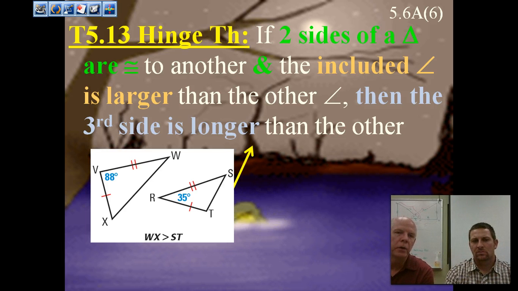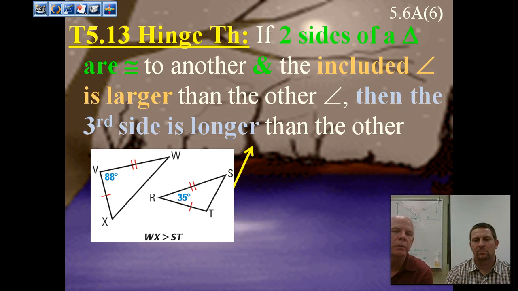If we're comparing those 2 triangles, we see that VX in the first triangle is congruent to RT in the second triangle, because they're both marked with a single hash mark. VW is congruent to RS in the second triangle, because they're both marked with 2 hash marks. But yet the included angle, like we talked about with SAS, is definitely larger in one triangle than it is in the other. That forces that opposite side, XW, to be longer than the side in the second triangle, ST.